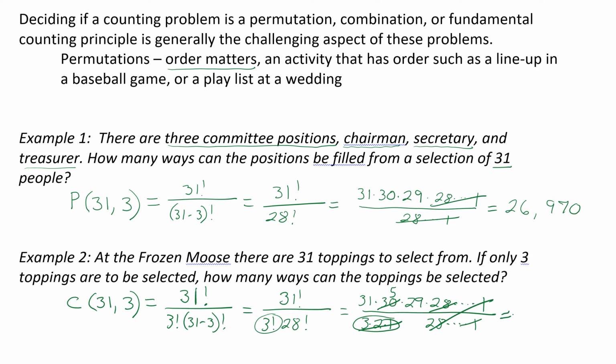Because it has an extra set of factors in the denominator as compared to the permutation, this answer is 4,495. So we can see that the order not mattering really reduces the number of arrangements that can be made.